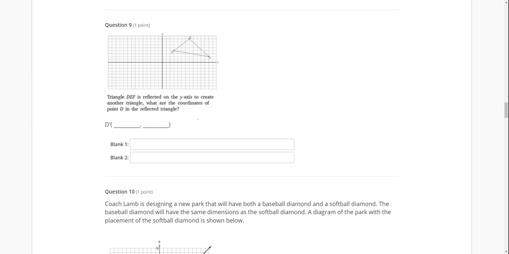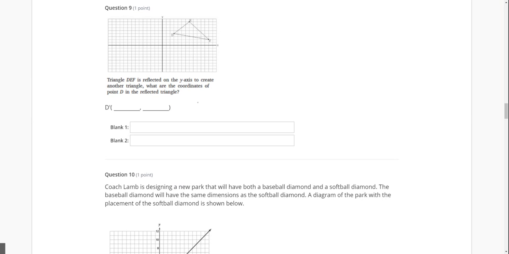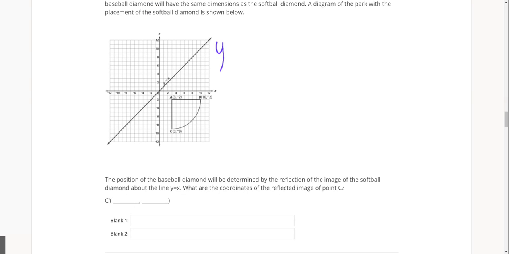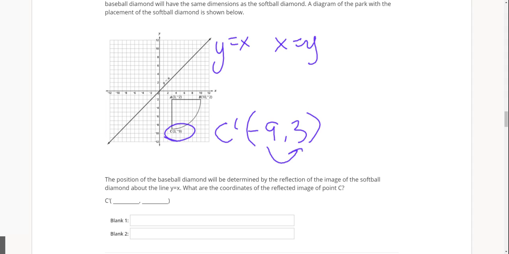How about question 9? We good on that? Let's do the y-axis. Oh, that wasn't on the y-axis. When you flip over y equals x, because y equals x, x equals y. So these points just flip-flop. Those points just flip-flop. So C prime is going to be -9, 3. Literally, my x and my y just change places, right?